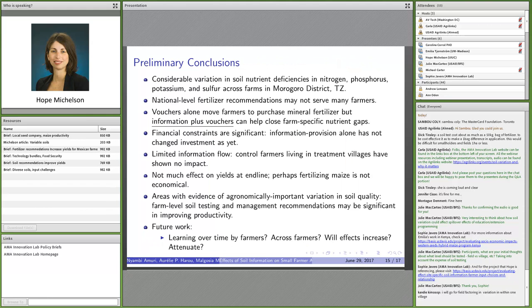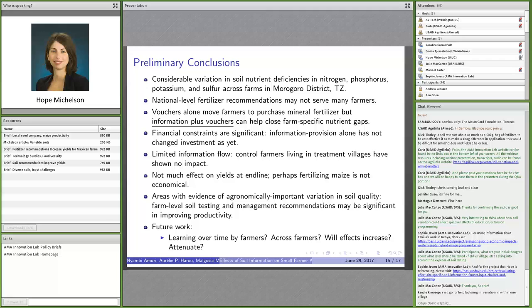In terms of preliminary conclusions, there are a few things I want to stress. We do see considerable variation in soil nutrient deficiencies in nitrogen, phosphorus, potassium, and sulfur. And our results clearly demonstrate that the national level fertilizer recommendations are not serving a number of farmers, at least in this region. Vouchers alone seem to move farmers to purchase mineral fertilizer, but it's information plus vouchers that seem to be important for closing farm-specific nutrient gaps.